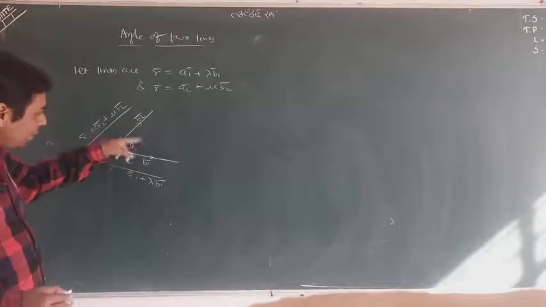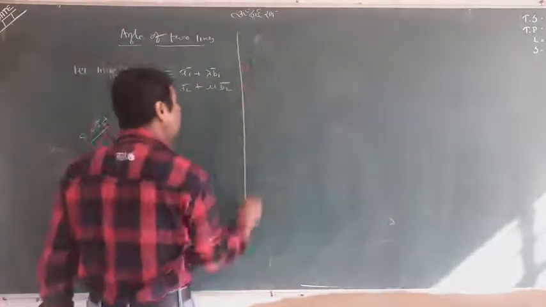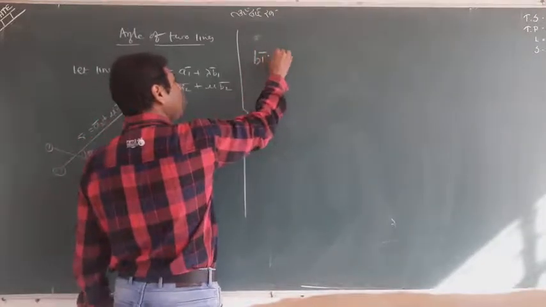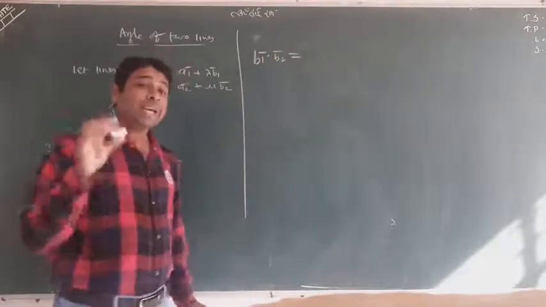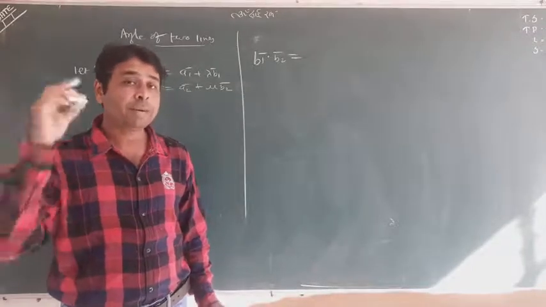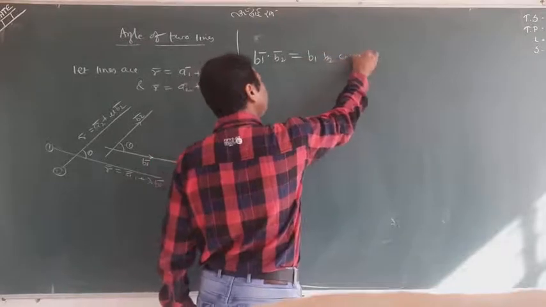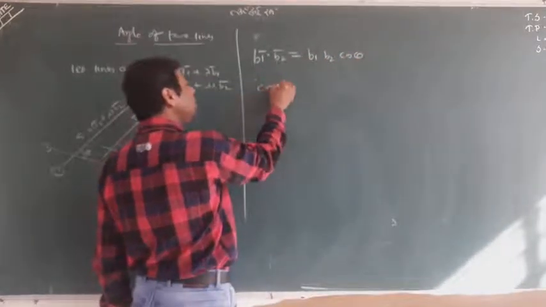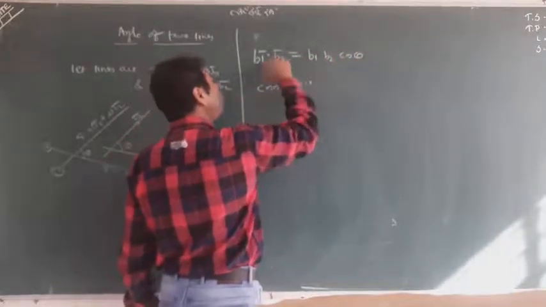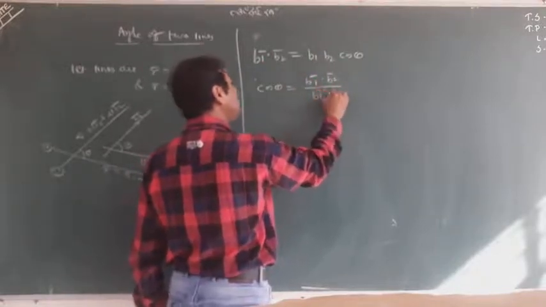So I will find θ between b1 and b2, and you know it. Do you know? b1·b2 is like a·b was. What is the definition of a·b? |a||b| cos θ. Here b1·b2 = |b1||b2| cos θ. And what is the formula of cos θ? cos θ = (b1·b2)/(|b1||b2|).